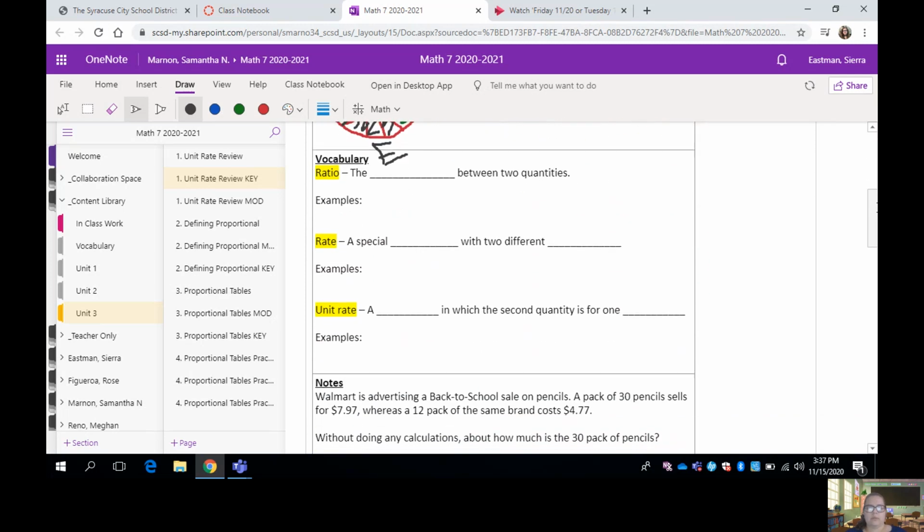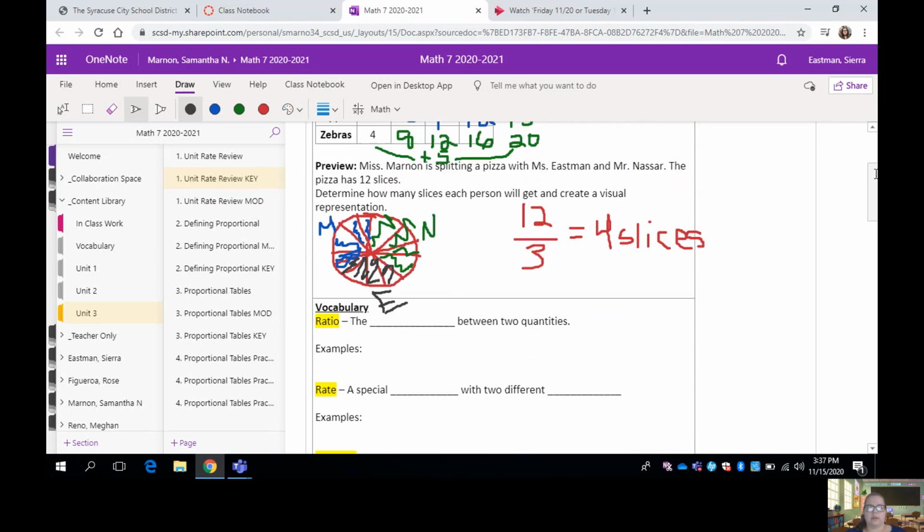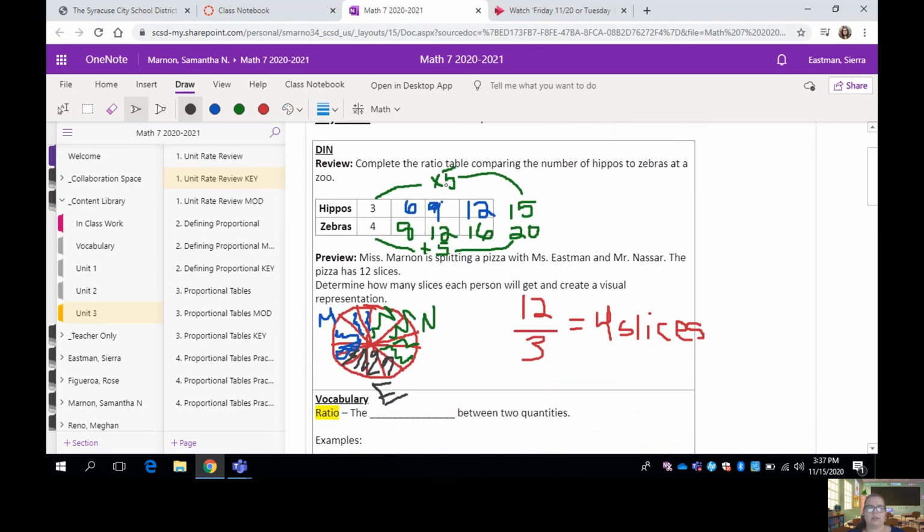Then we want to review some vocab. In these 2 examples here, we were creating those ratios. There was a ratio of hippos to zebras, which was 3 to 4. And we had a ratio of slices to people, right? 12 to 3, which gave us 4 slices each.